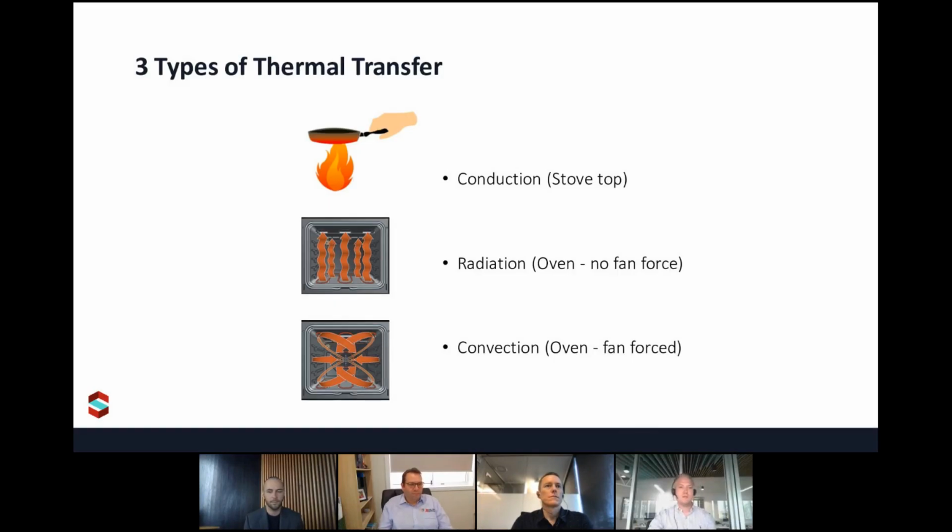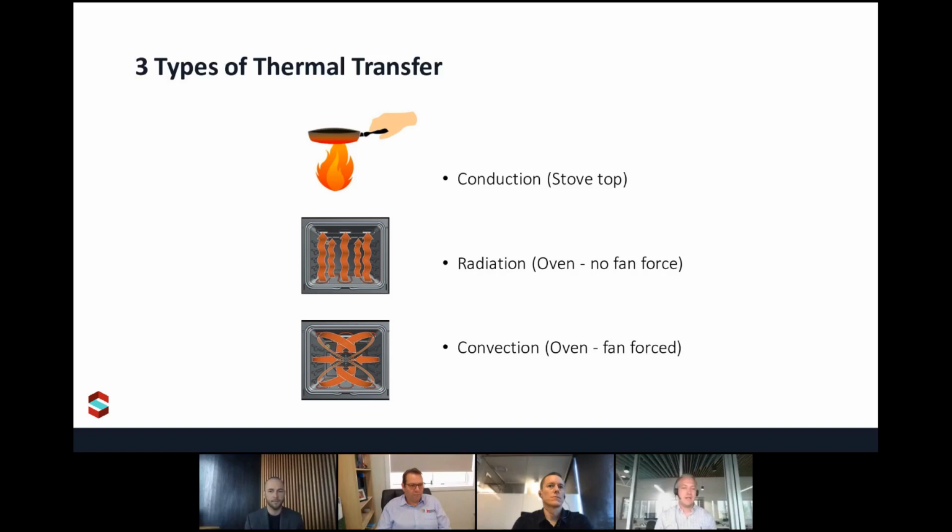We'll move on to the types of thermal transfer. First we have conduction heat, and conduction heat is heat transferred through a material. That's like your stovetop, like we show there. That heat coming through the pan and cooking your food is in fact conduction heat.